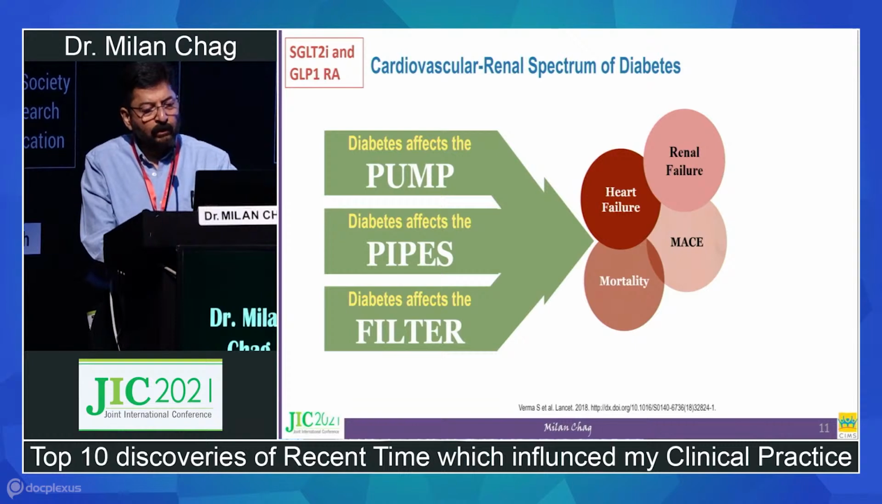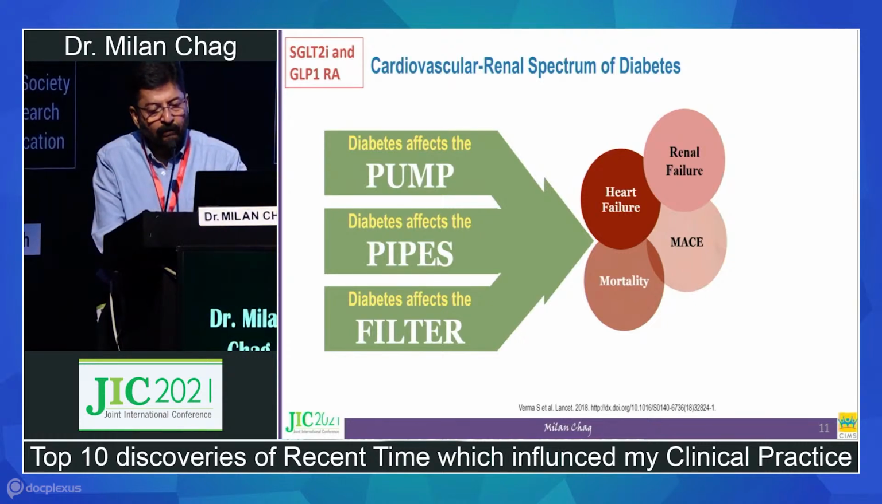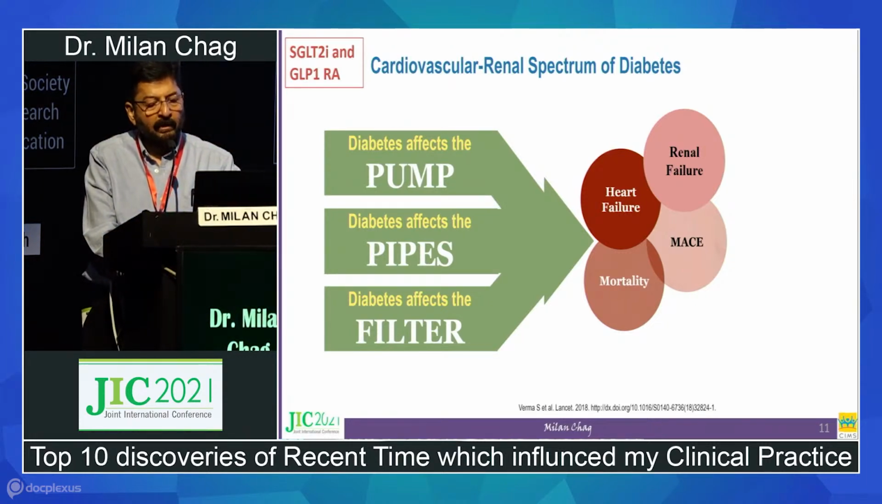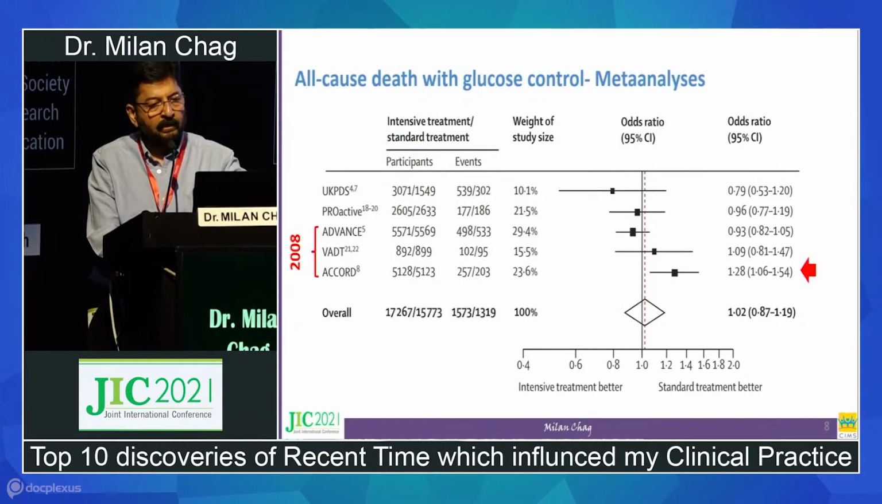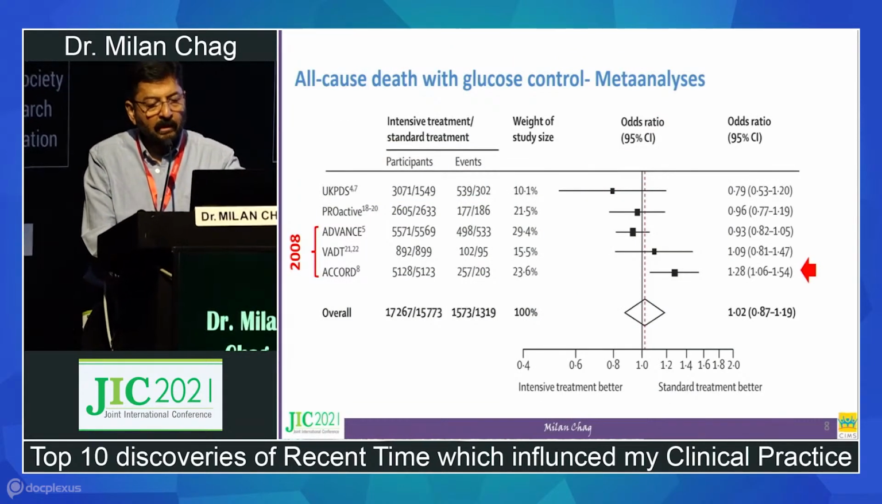Another group is SGLT2 inhibitors and GLP-1 RAs. These are the two groups of drugs which changed the clinical scenario in the last decade. We know that diabetes affects the myocardium, arteries and kidneys, and ultimately leads to heart failure, renal failure and atherosclerotic cardiovascular disease, which ultimately leads to myocardial infarction, stroke, and death.